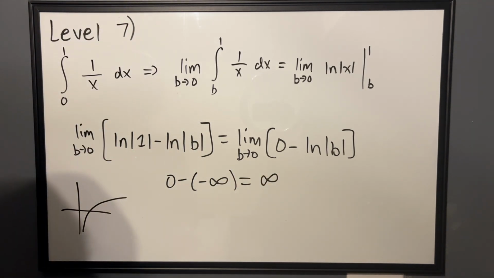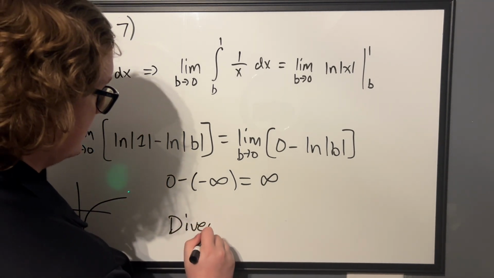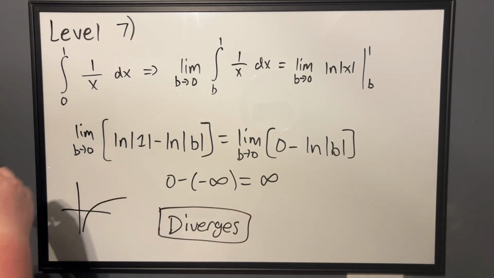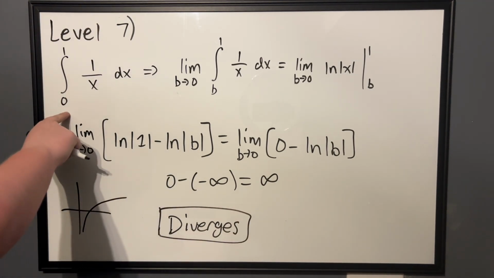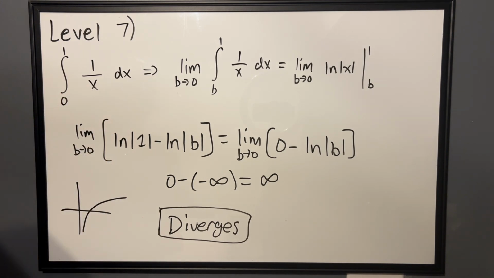So what do we write down for our answer? Well, we're going to write down that this limit diverges. And that will be how we deal with this improper integral. The reason it's improper is, like I said, we have to look at the domain of this function, and we know that this is not defined for 0.